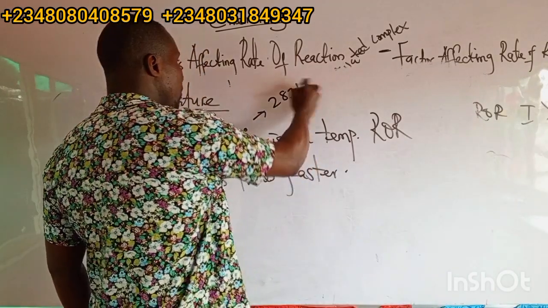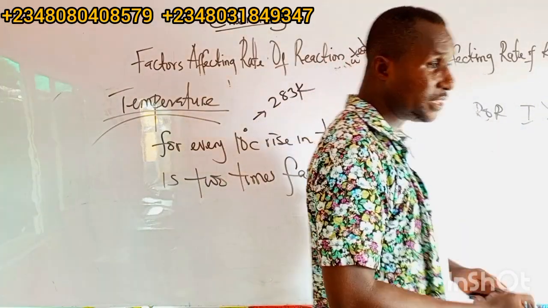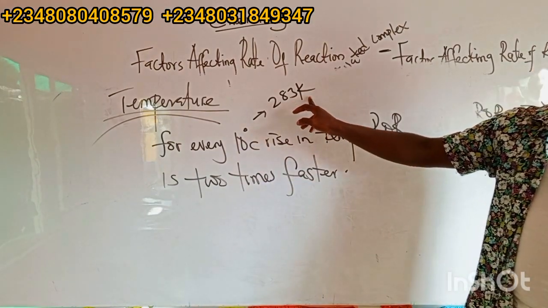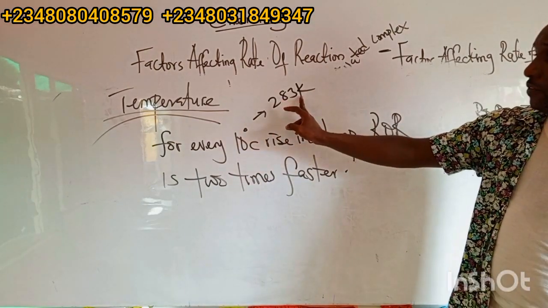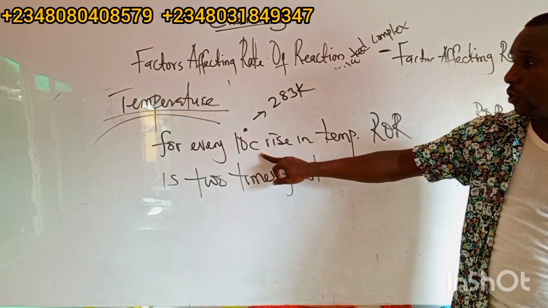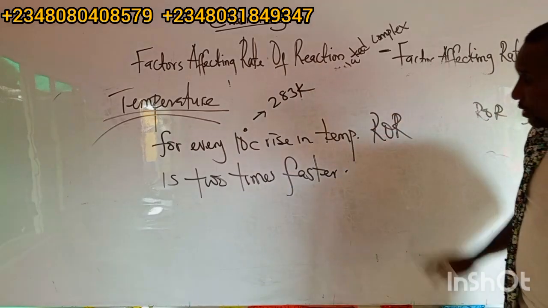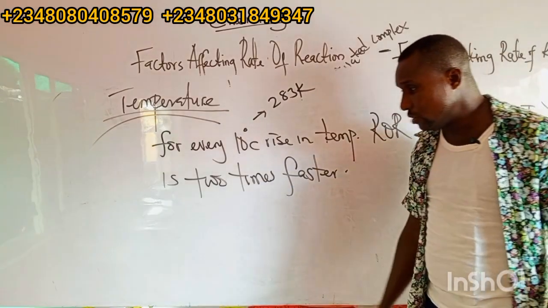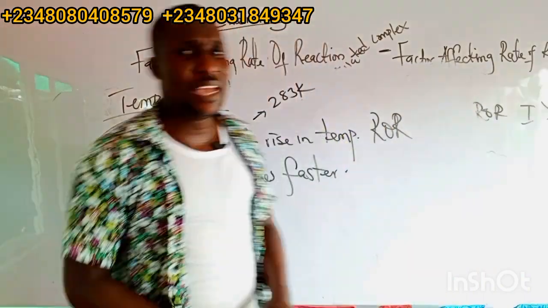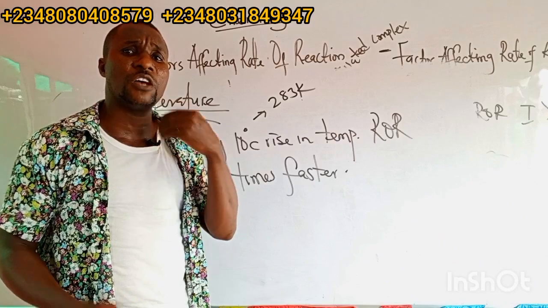For every 10 degrees C rise in temperature, that means for every 283 Kelvin rise in temperature. 10 degrees C to Kelvin is 283 Kelvin. For every 10 degrees C rise in temperature, or for every 283 Kelvin rise in temperature, the rate of reaction is 2 times faster. Take note of that.